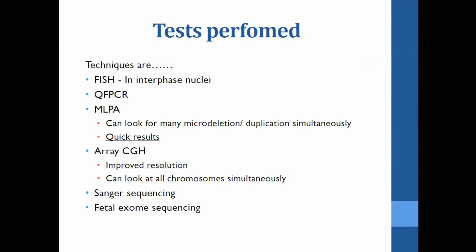Then next is microarray. It has a very good resolution, and in microarray, we can look at all the chromosomes simultaneously. The resolution of microarray is up to the tune of 200 kb for losses and up to 400 kb for gains. Then Sanger sequencing can be done to look for monogenic disorders, and fetal exome sequencing can be done in certain indications.